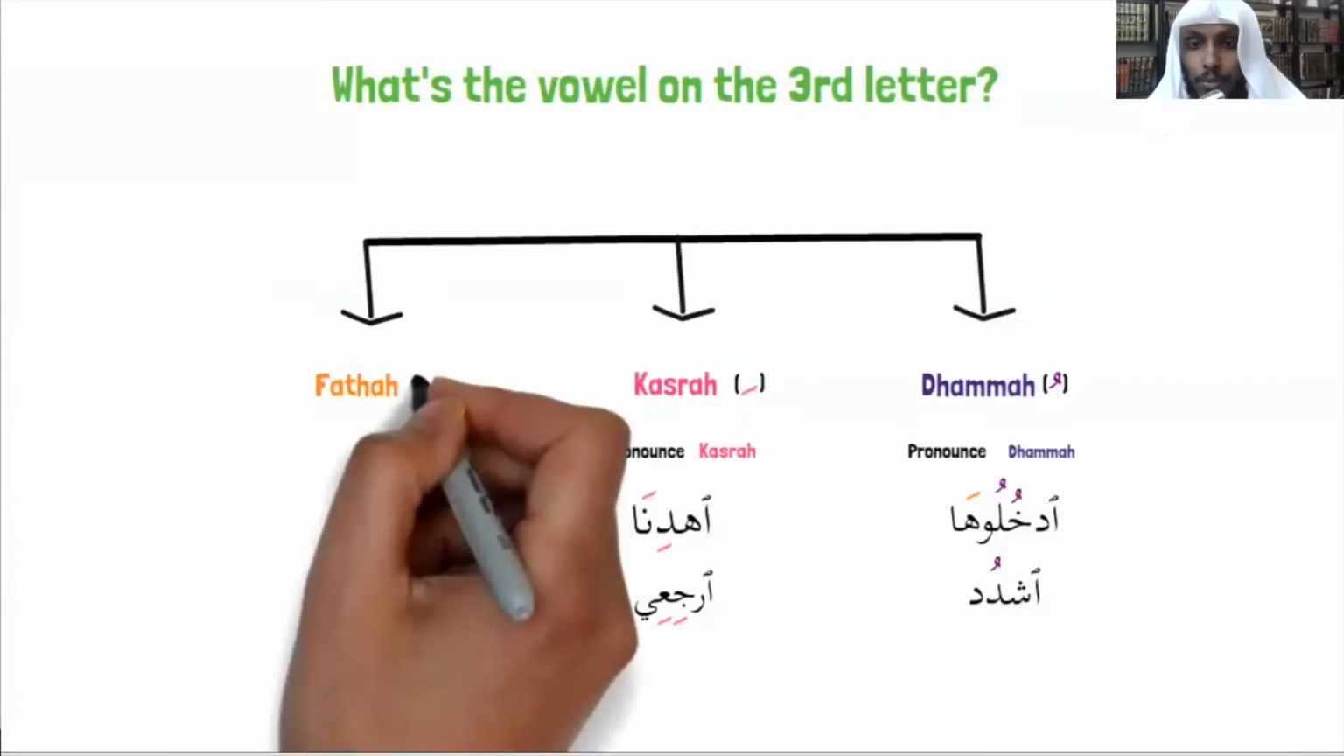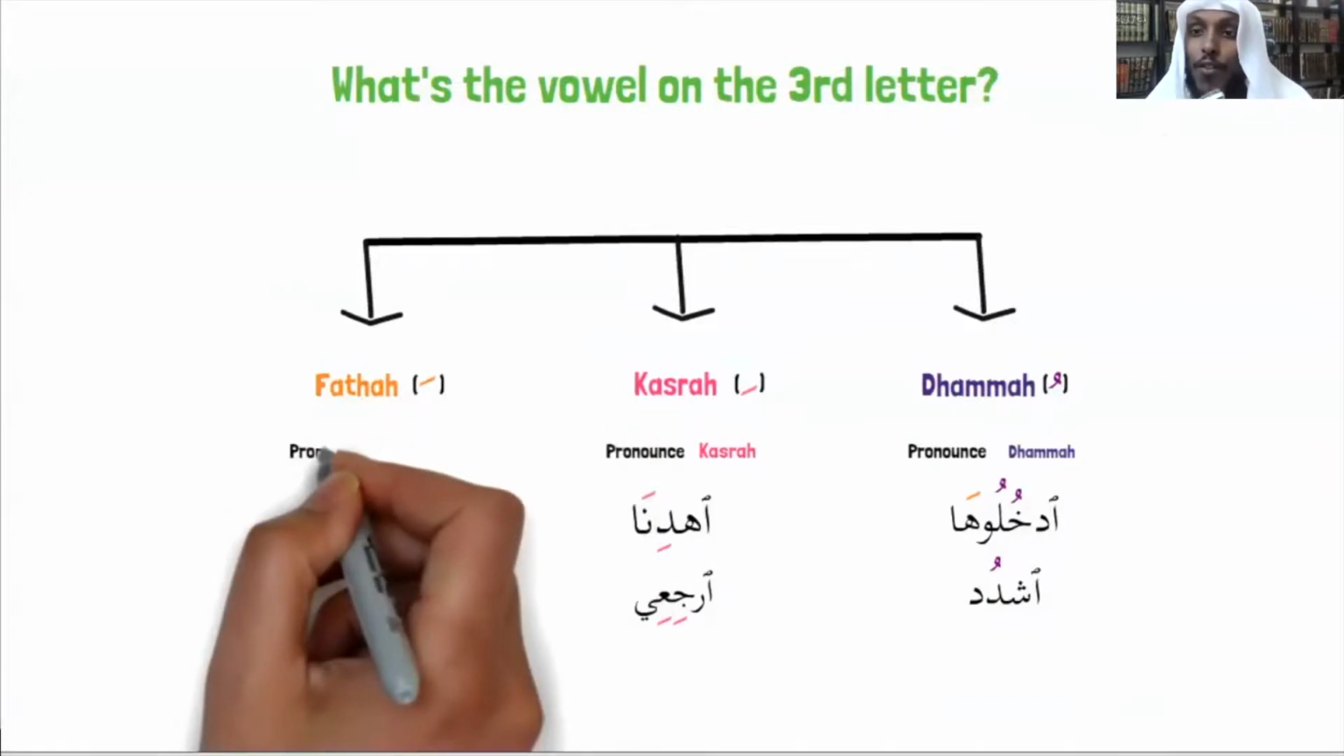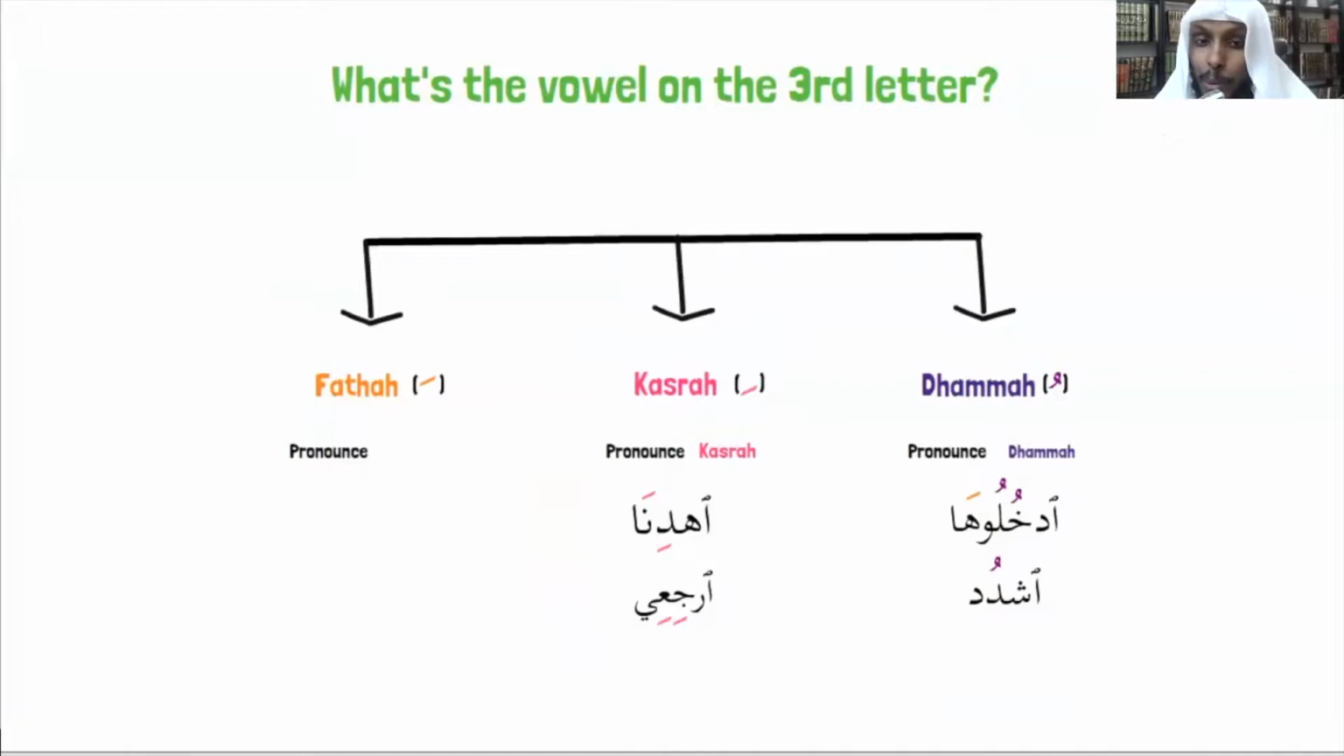Okay, so the logical thing so far, if we follow the pattern, and that's what most of you have done: dhamma, give dhamma. Kasra, third letter, give kasra. Third letter is fatha, give fatha. Most of you followed the pattern.